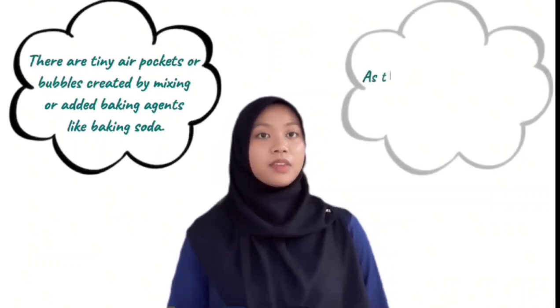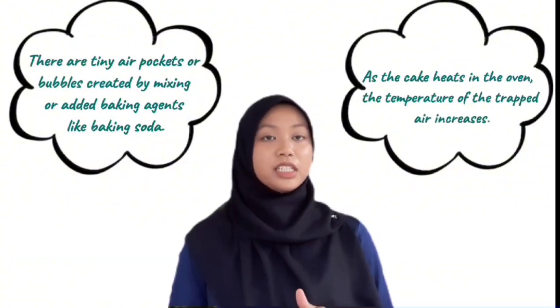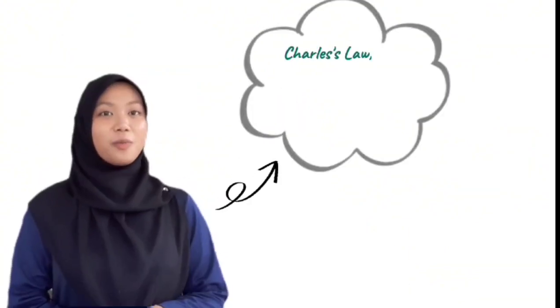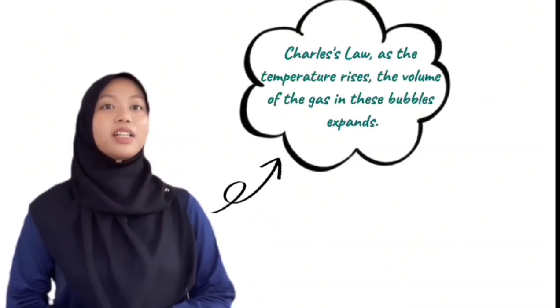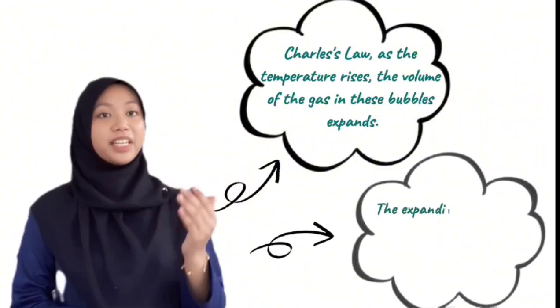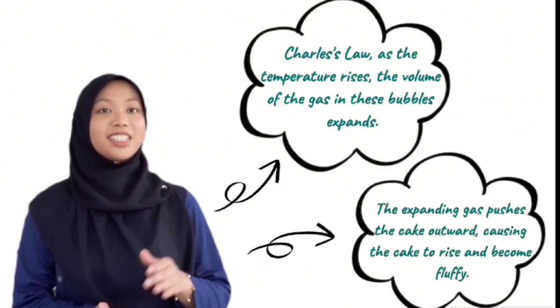What happens when the cake rises? Inside the cake, there are tiny air pockets or bubbles that are created by mixing or adding a baking agent, such as baking soda. As the cake heats in the oven, the temperature of the trapped air increases. According to Charles's law, when the temperature rises, the volume of the gas in these bubbles expands. So, the expanding gas pushes the cake outwards, causing the cake to rise and become fluffy.